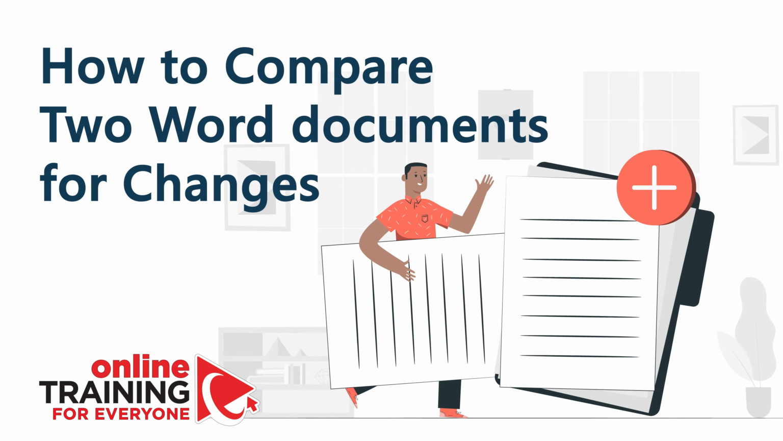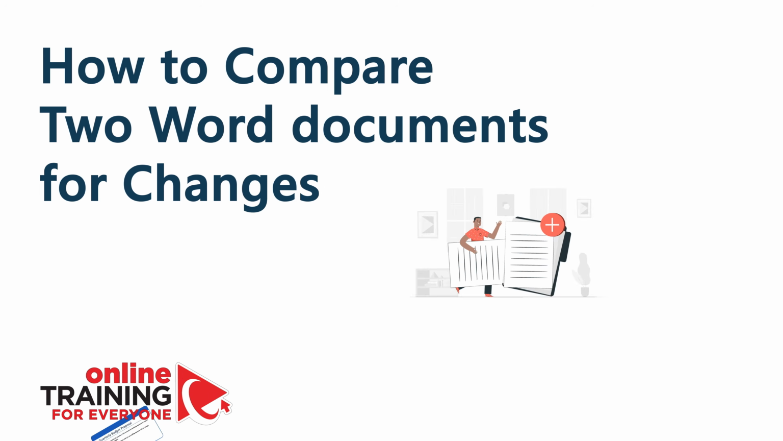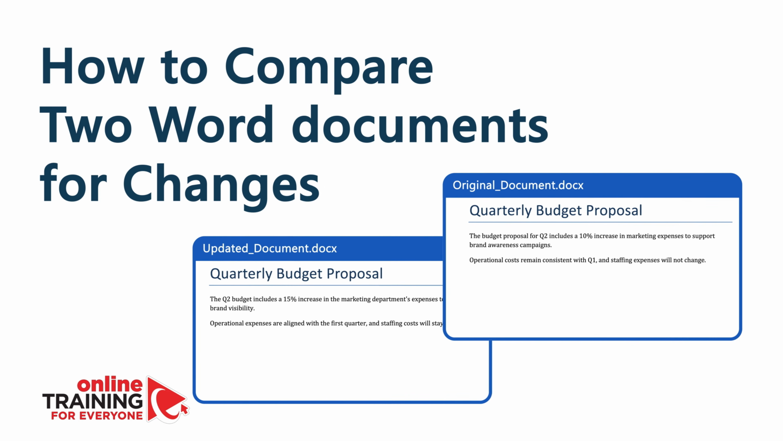Very frequently, you'll find yourself comparing two Word documents that were edited by different people or revised over time. Maybe you're managing a project proposal or reviewing a report update. In our example, we have two versions of a quarterly budget proposal, one original and one that was recently revised by a team member.